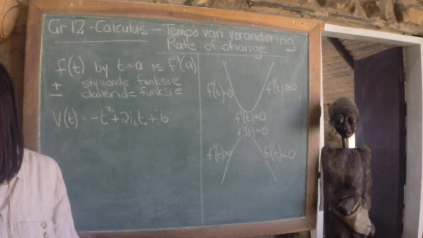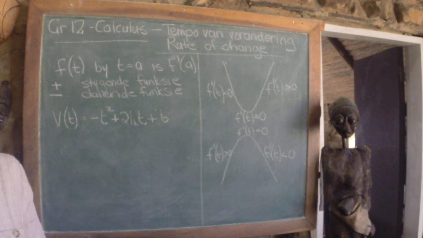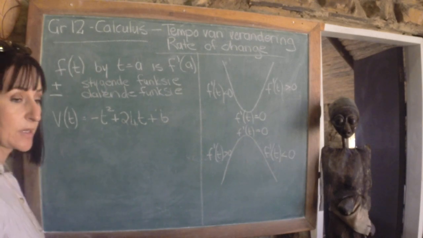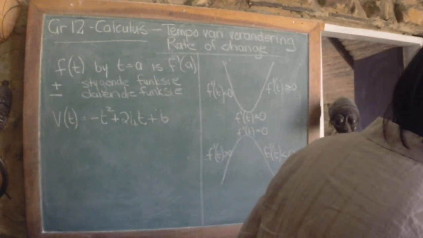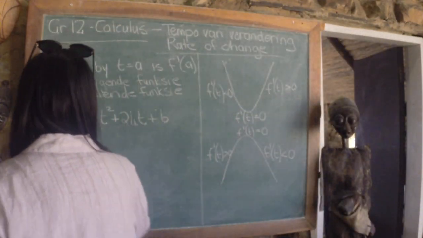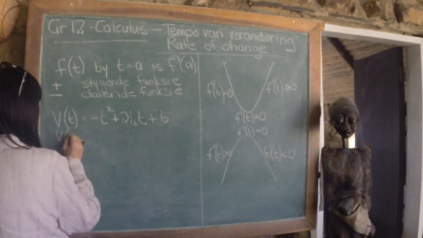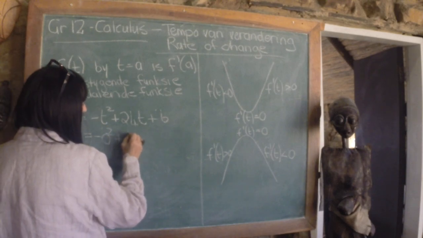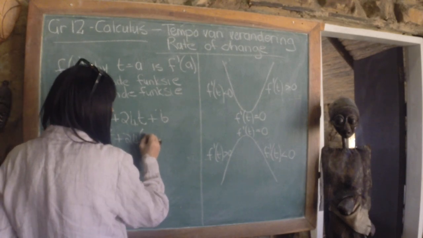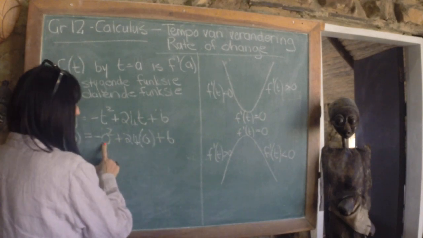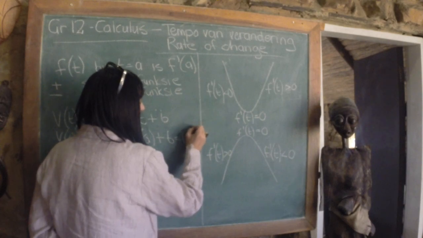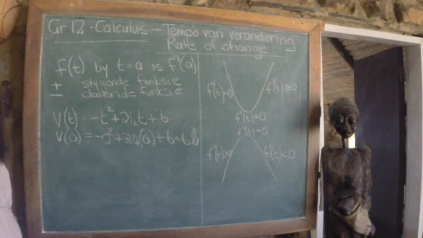So the first question that's being asked, hoeveel water was oorspronklik in die tank? How much water was originally in the tank? So what we're going to do, we're going to substitute the time with 0, because that will be the water originally in the tank. So if you do the substitution of that, you'll get 0 plus 6, and that's going to give you 6 liters was originally in the tank.